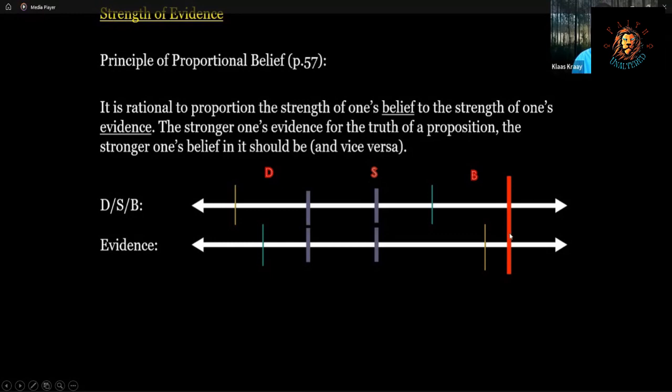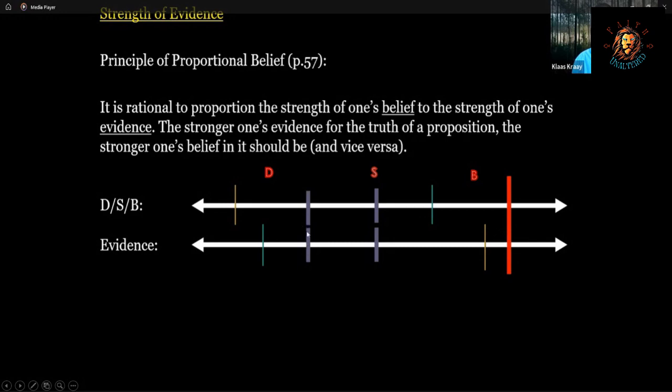Well, the principle of proportional belief says that on the belief line, the red line should be exactly corresponding and matching that level of evidence, that degree of evidence. You should believe very strongly that the proposition is true in direct proportion with the degree of evidence supporting the truth of that proposition.